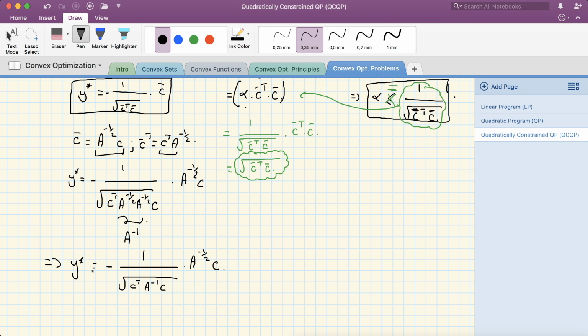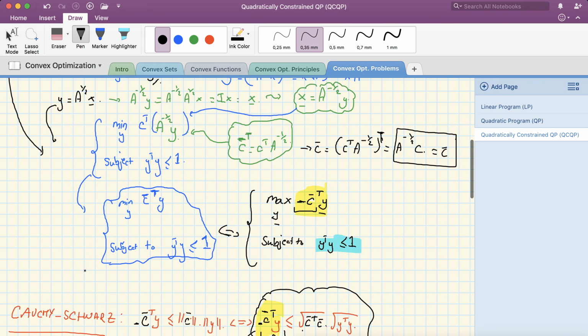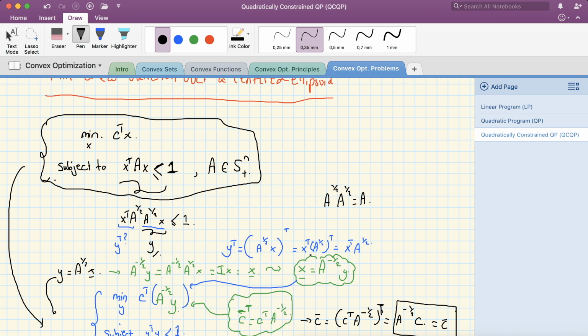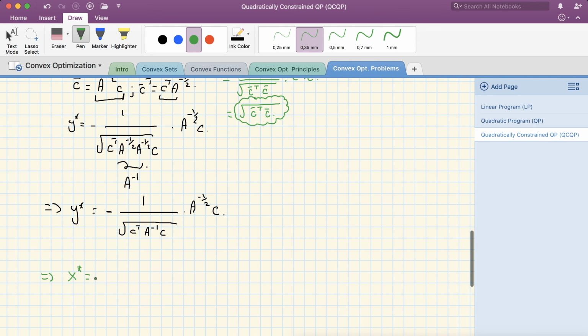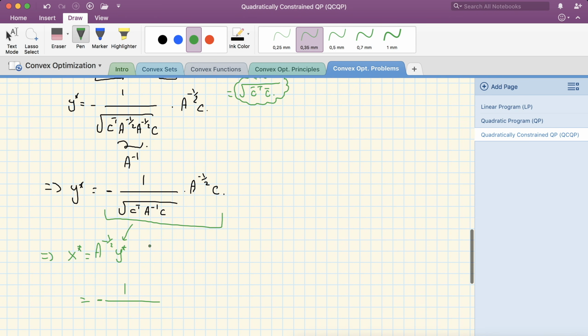And to go back to the x domain, which is originally the problem we had right here, we need to use this, right? So we've got y star. If we plug it here, we are able to get our optimal x star, which is what we need. So we need this equation right here: x star is A minus half y star, and y star is all this. Plug it here, we will get the following. So minus 1 over all this. This is a constant, so I'll keep it to the extreme left. And I'm going to bring this A minus half.